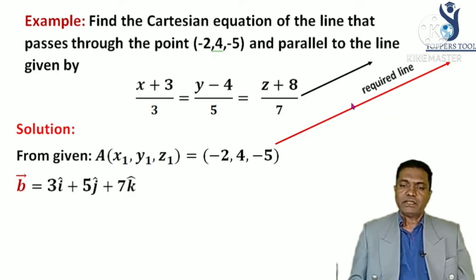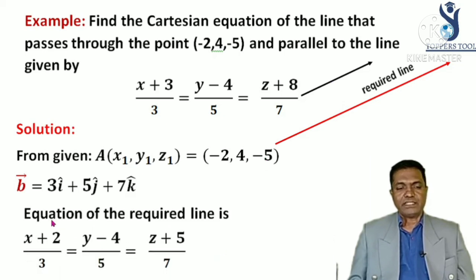Now we want a line which passes through this point and is parallel to vector b. Very easily you can write this. The equation of the required line is this. Looking at this, x minus x1 by a, y minus y1 by b, z minus z1 by c. Here x1, y1, z1 are these. So minus of minus 2 becomes plus 2, then minus 4, and z minus minus 5 means z plus 5, divided by 3, 5, 7. So this is the required Cartesian equation.